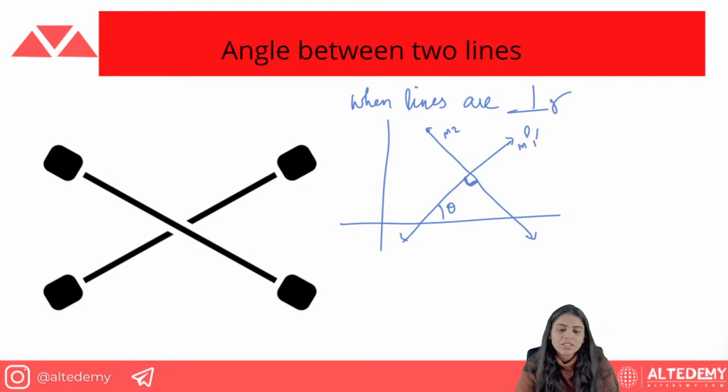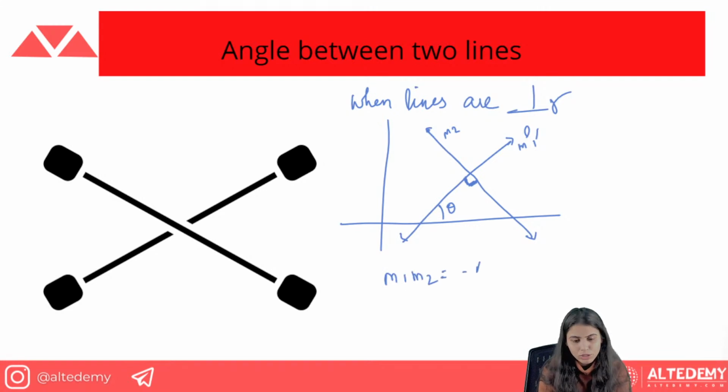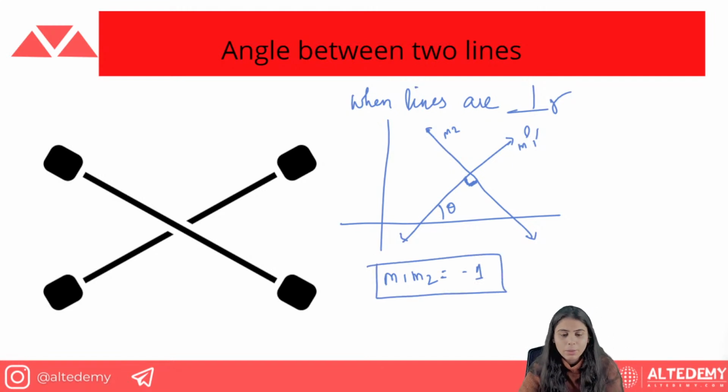Okay, so if this is 90 degrees, that is what is supposed, that the angle between those lines is going to be 90 degrees. So what is the condition for that? The condition for that is going to be m1 into m2 is equal to -1. Okay, so for the angle between them to be perpendicular, we can write the condition as m1 into m2 is equal to -1.